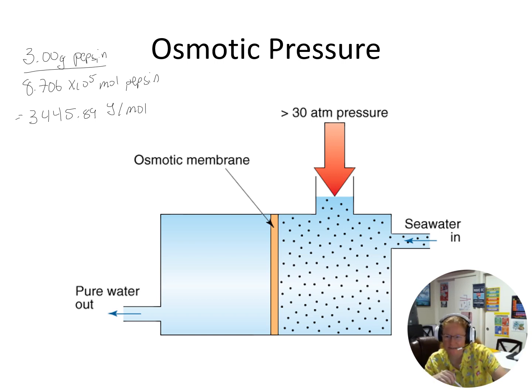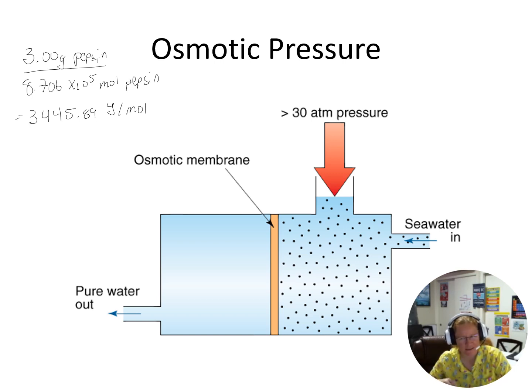All right, and then this last image here, this is of a way that they can purify seawater. This is actually called reverse osmosis. And so what they do is they pump seawater in, and then they pressurize the seawater and force the pure water to go through the semi-permeable membrane, trapping the salt on one side, and then pumping the pure water out.